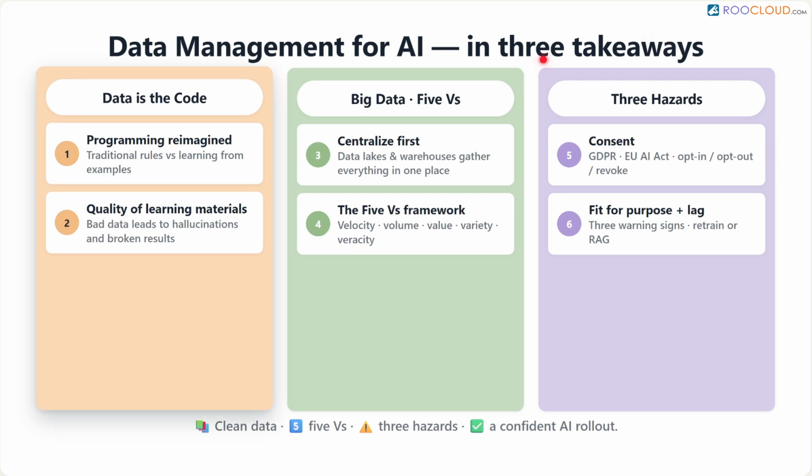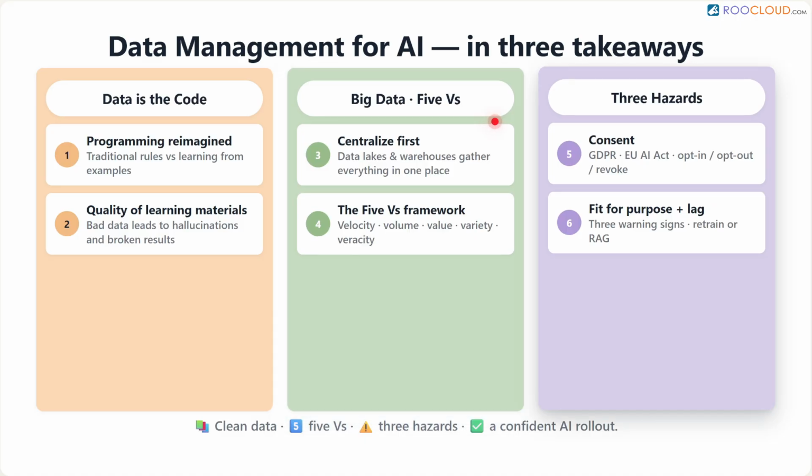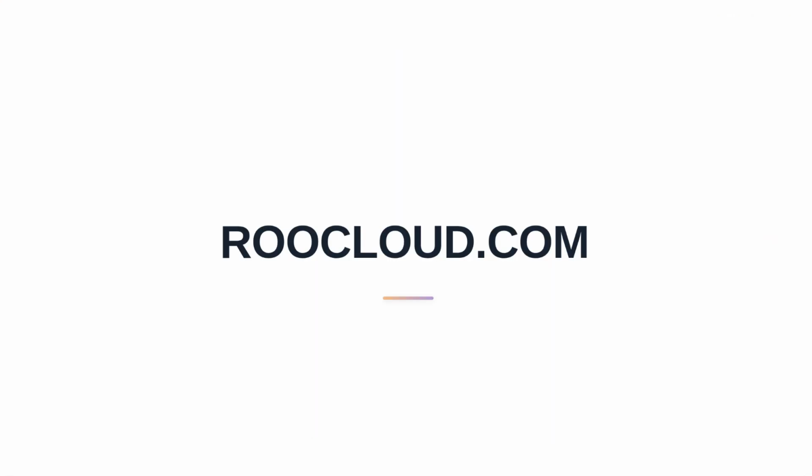Let us review what we just covered. We explored how algorithmic systems rely entirely on the quality of their learning materials, contrasting this directly with traditional programming. We broke down the 5 V's of big data evaluation, which are velocity, volume, value, variety, and veracity. Finally, we analysed 3 critical operational hazards. These were the legal necessity of obtaining and managing consent, the importance of ensuring a project is functionally fit for its intended purpose, and the strategies for combating data lag using retraining or retrieval augmented generation.